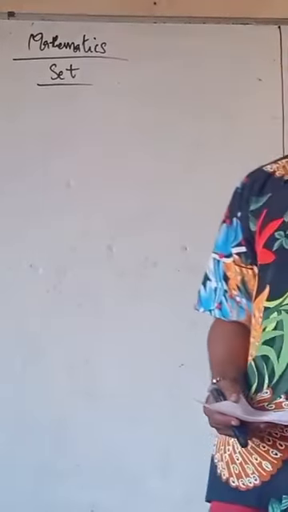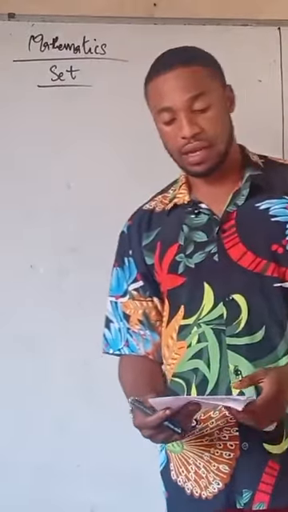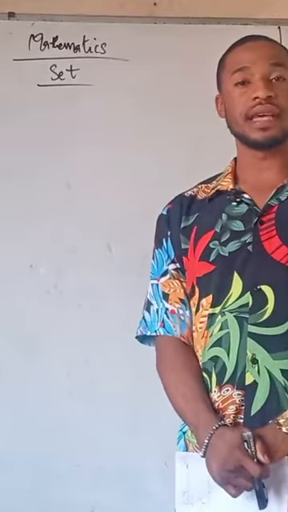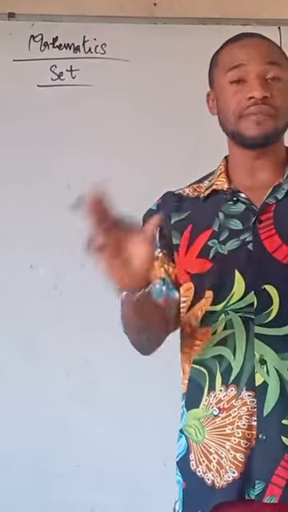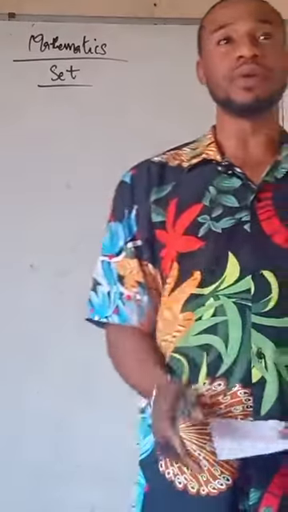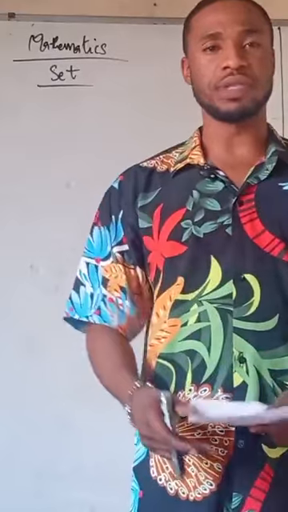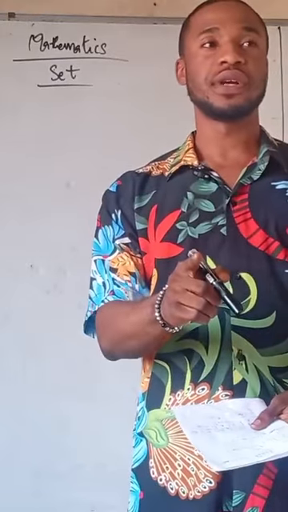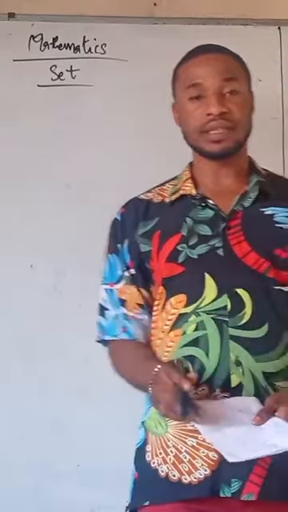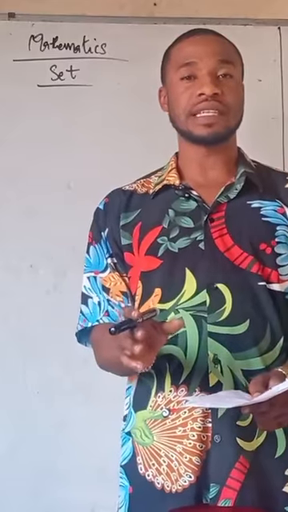What is a set? A set is a collection of well-defined objects. Now, let's take an example. What is a well-defined object? I'm going to take an example of a mathematical set. Our mathematical set is an example of a set.